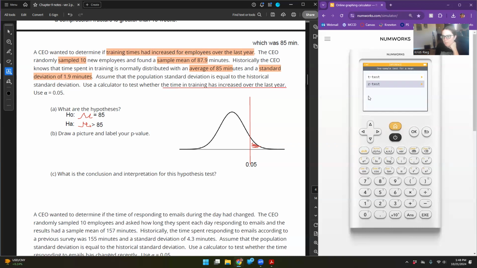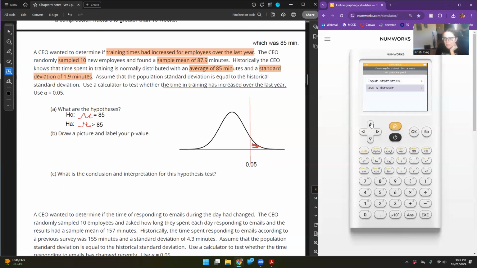Okay, so we're here, we chose Z. Now, our null hypothesis is that mu is equal to 85. So I hit OK and I type in 85. And once I do that, it'll automatically give me the mu equals. And now that I typed in the 85, this one has changed to 85, but it defaults to less than. So you hit OK or enter, and we're going to go down to greater than because we want it to match what we have over here.